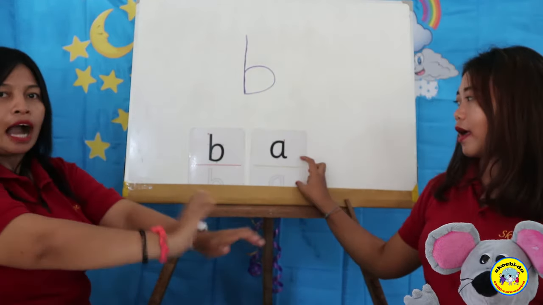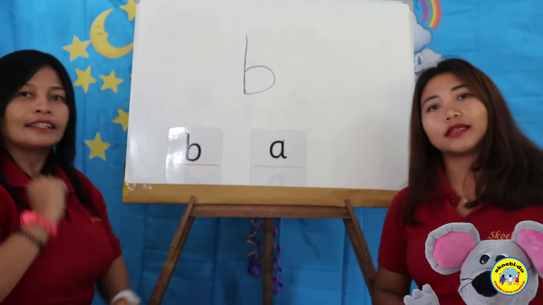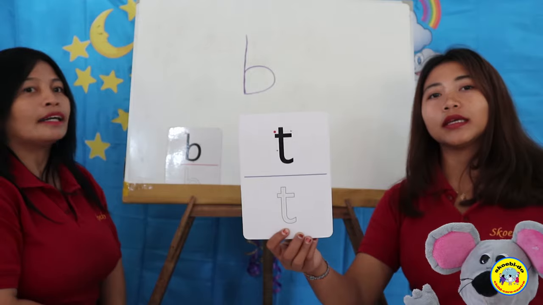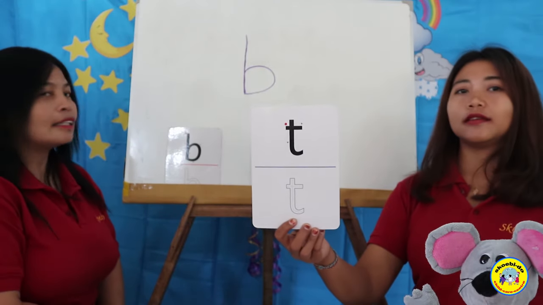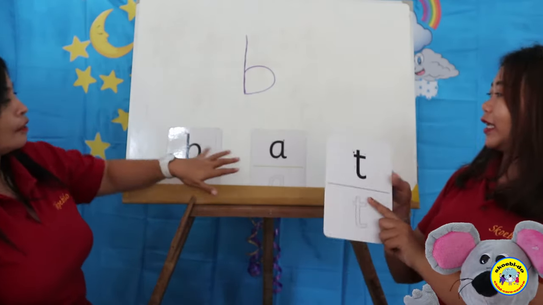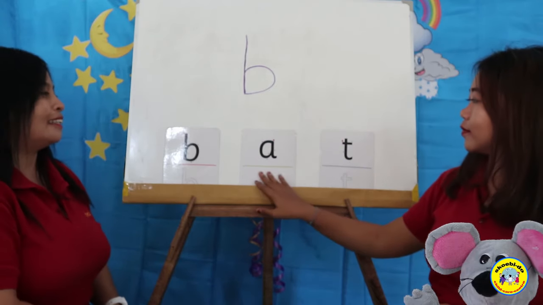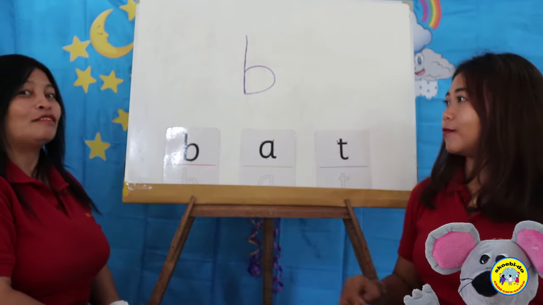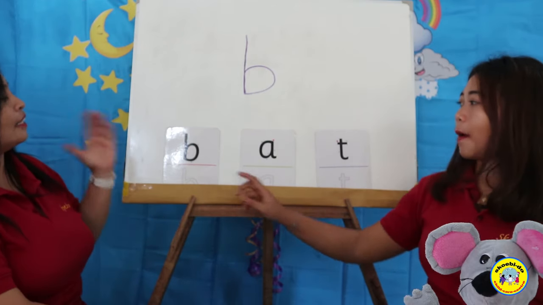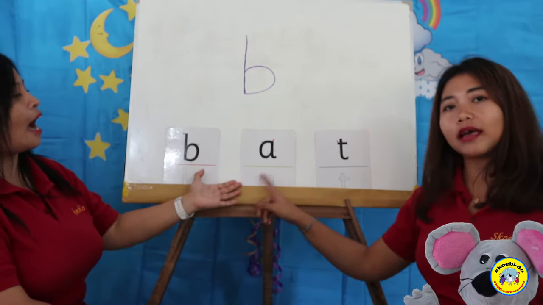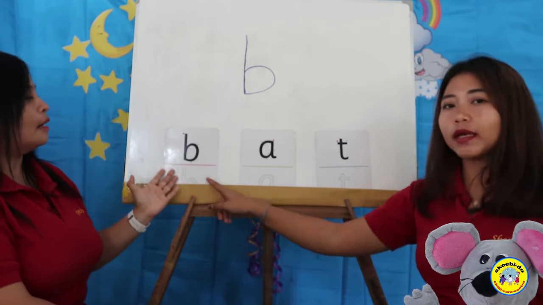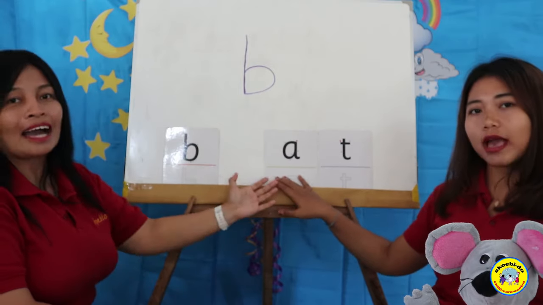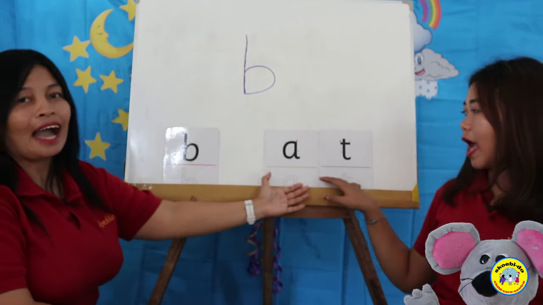Letter A. Make the a sound. And letter T. Make the t sound. Okay. Good. All right. Let's start to read. Okay. Focus. Look at this. A-t. B-A-T. B-A-T. B-A-T.